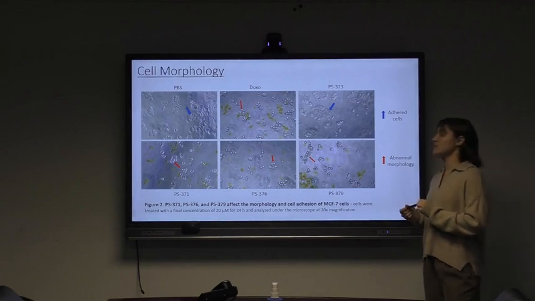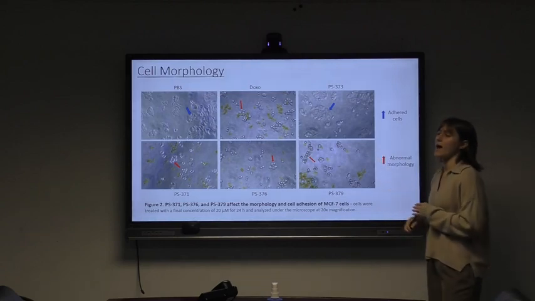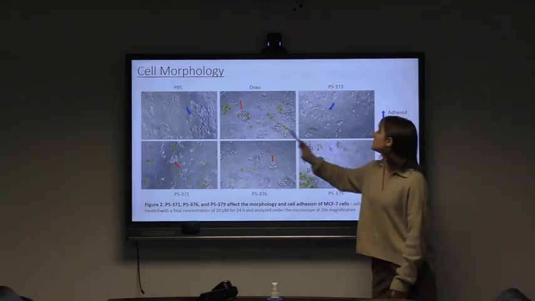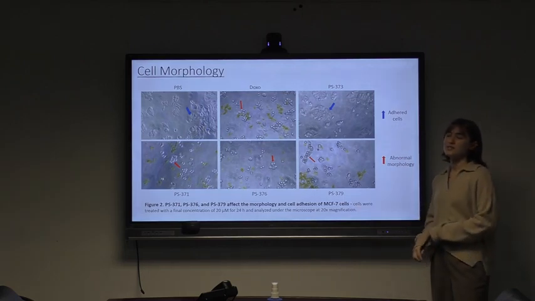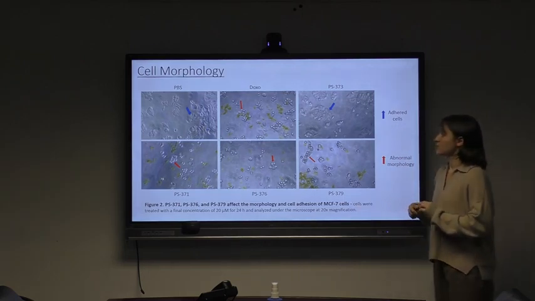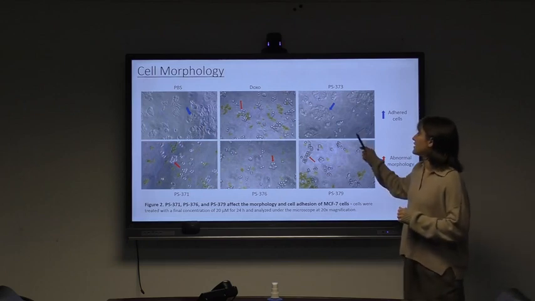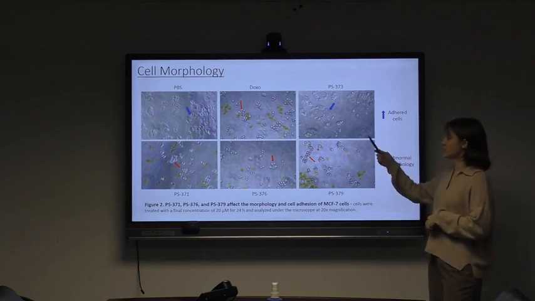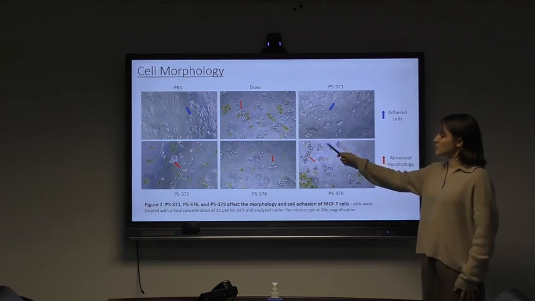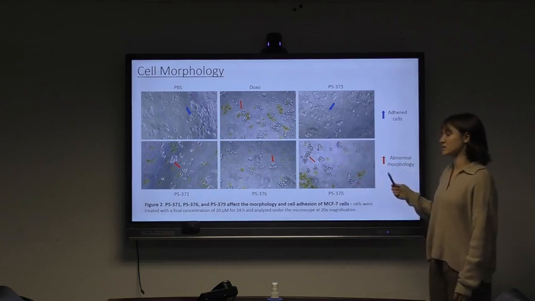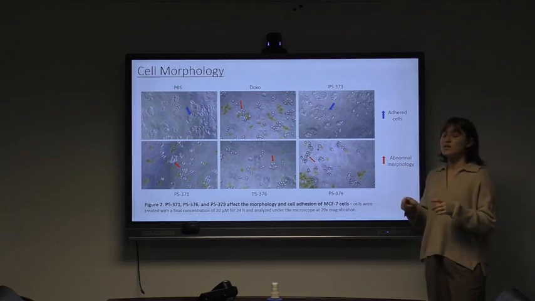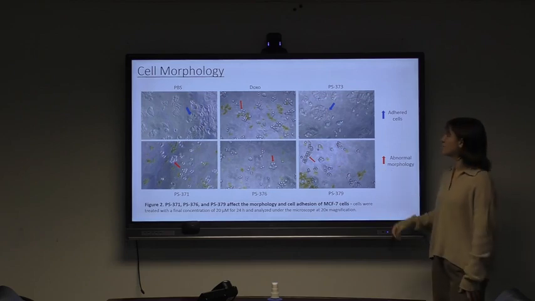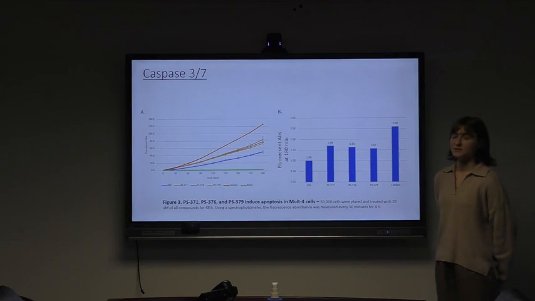Now to observe the cell morphology, so how our compounds are physically changing our cancer cells. Here in PBS and PS373, which didn't really cause cancer cell death as we found through compound screening, we see that the cells are adhered to the plate. MCF7 is a breast cancer cell and an adherent cell line, so that's what we are expecting to see. But when treated with doxorubicin and our compounds 371, 376, and 379, we see an abnormal morphology. They're not adhered to the plate anymore, and they show a rounded membrane structure.